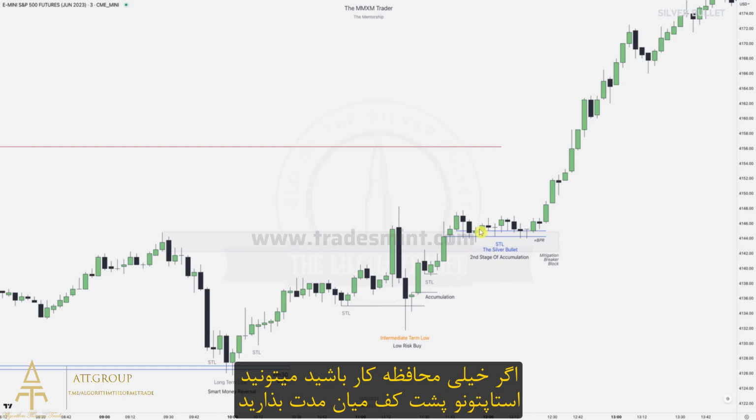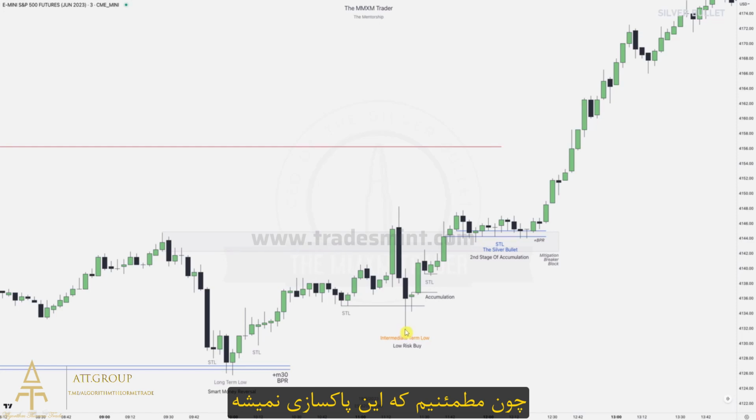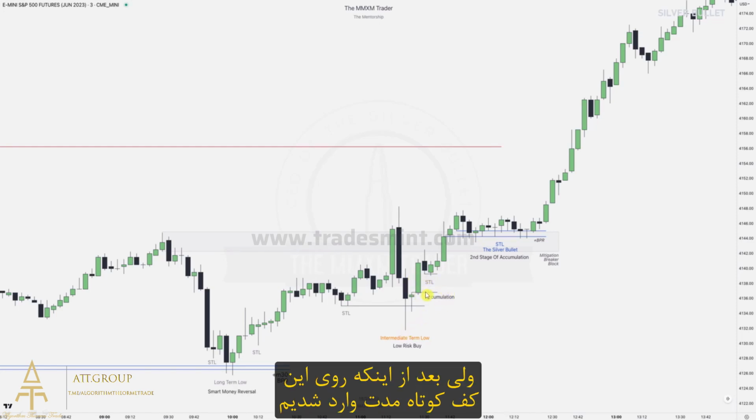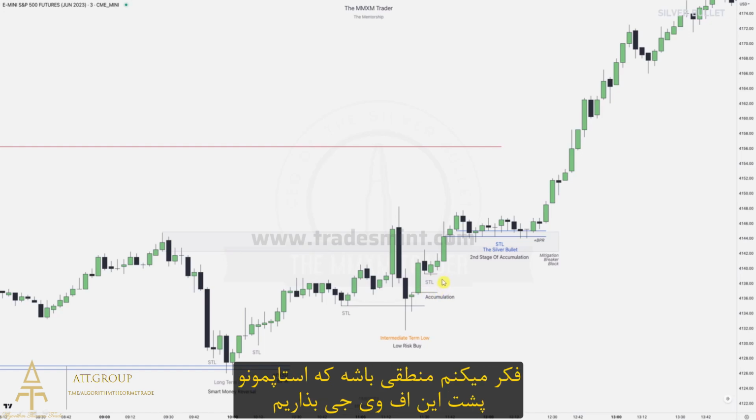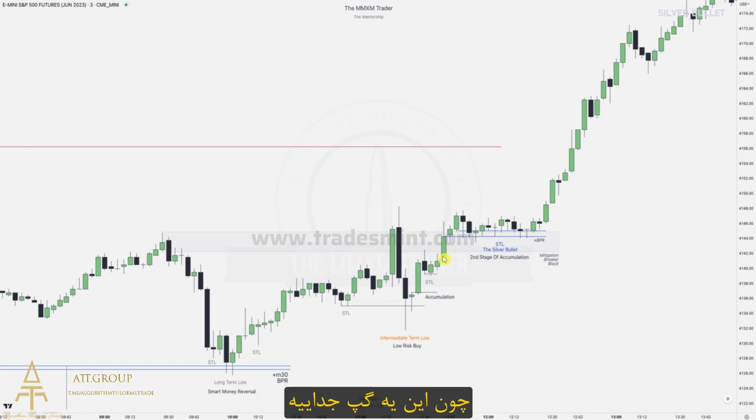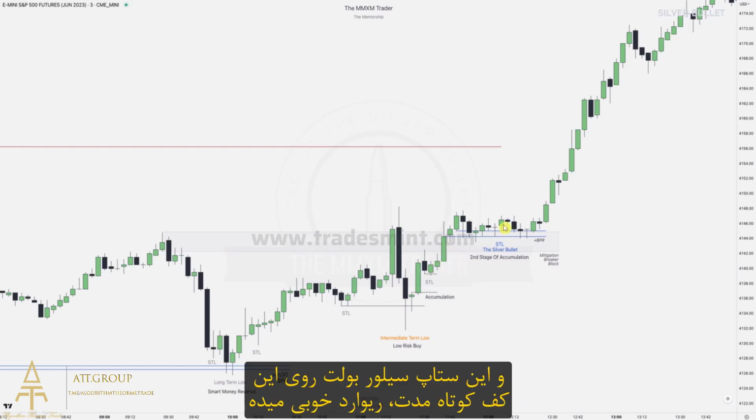If you're very conservative, you can put your stop loss below the intermediate term low, because that for sure should not get raided. But after we already did this entry in this short-term low, I think it would be solid to just have our stop loss below this fair value gap, which should be a breakaway gap anyway, and that would be a very good risk to reward trade. Silver bullet, short-term low.